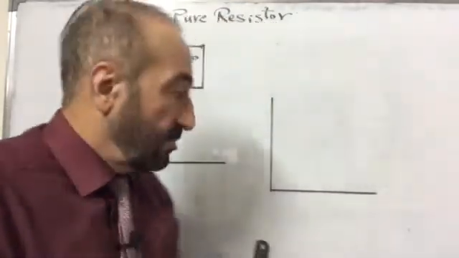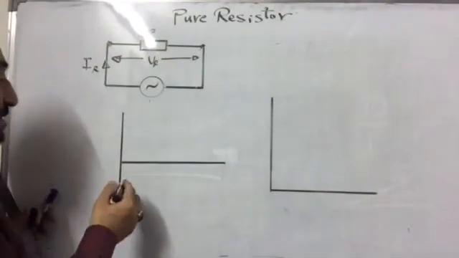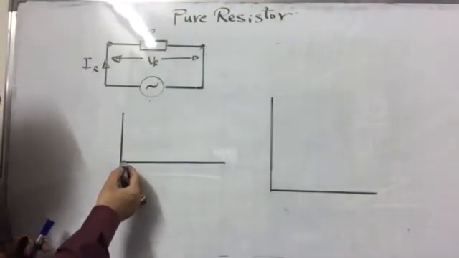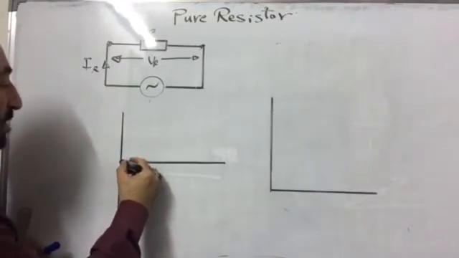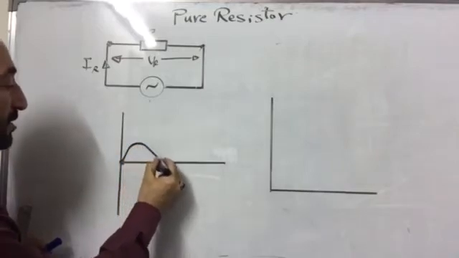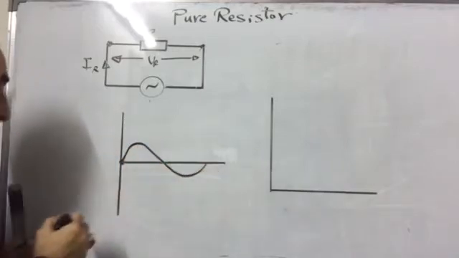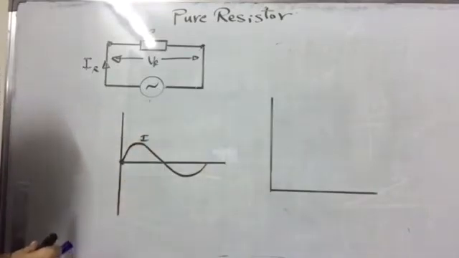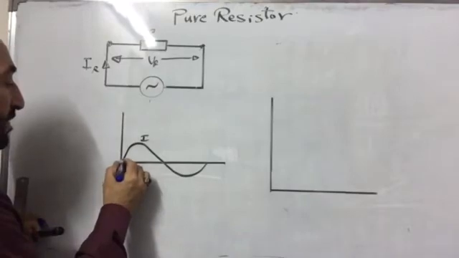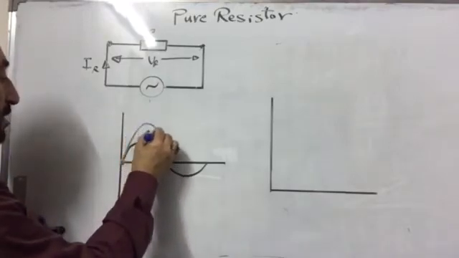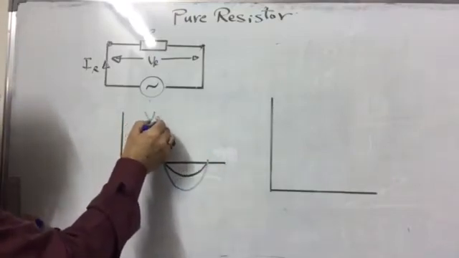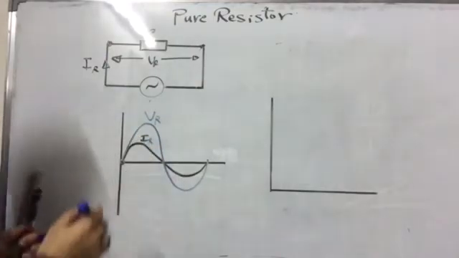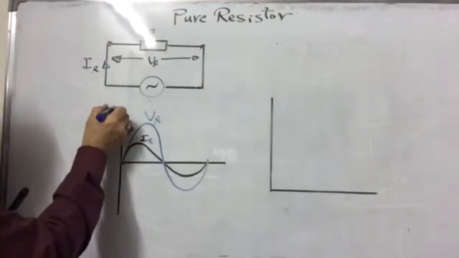Now we want to draw the phasor of the circuit. How? At first, let us draw the waves. If the current starts from this point, increasing, then decreasing, like this, this is I. The voltage starts from the same point, but we draw it greater than I. This is V sub R and I sub R.